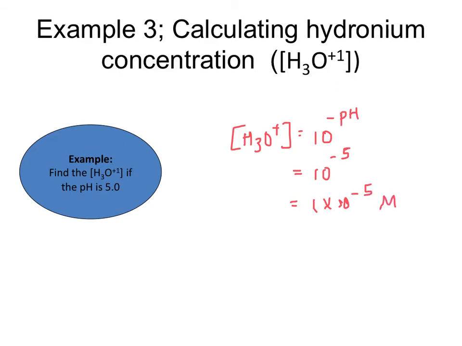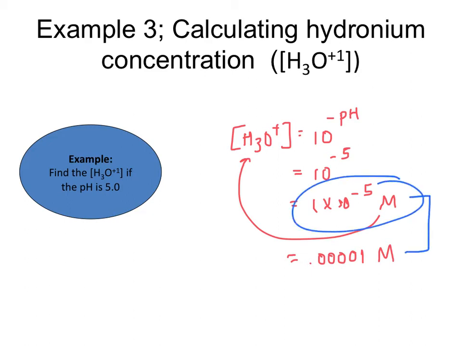Of course, this is molarity because we're working in concentration. Your calculator might also give you 0.00001 M. Don't forget that those two numbers are the same. This is in scientific notation, this is in ordinary notation.